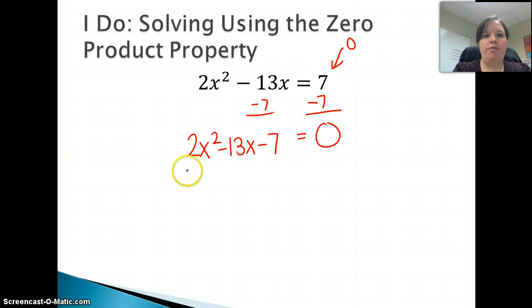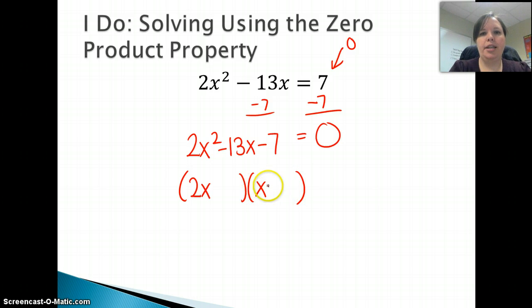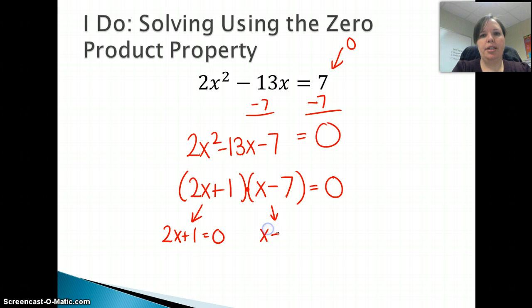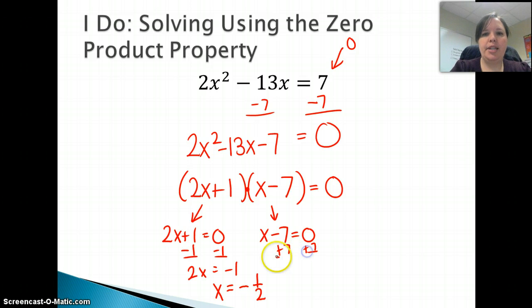And I'm just going to go ahead and factor this. I know you could go through the whole process, but I want to get through this a little more quickly. So once you have one side equal to 0, now you can go ahead and factor, and then there are your two products. So either 2x plus 1 equals 0, or x minus 7 equals 0. So solve for x to get your two values. 2x equals negative 1, so x equals negative 1/2, or if I add 7 to both sides, x equals 7.